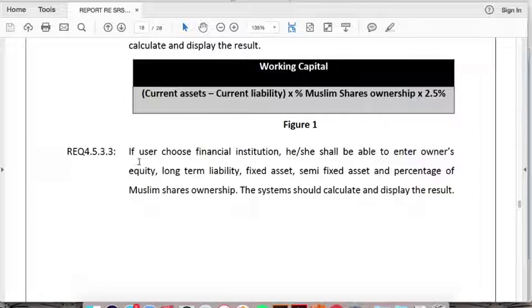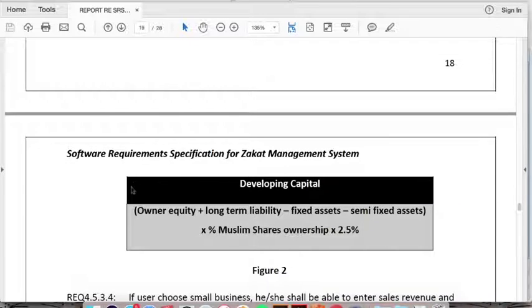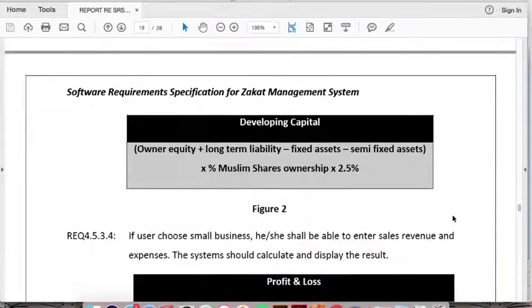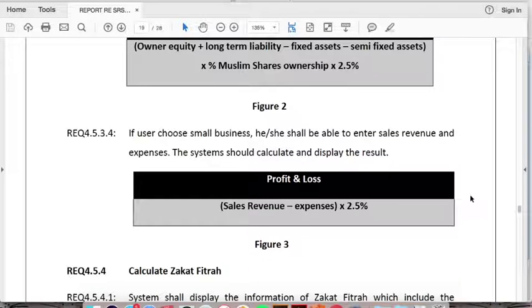In 4.5.3.3, if the user chooses financial institution, he or she shall be able to enter owner's equity, long-term liability, fixed asset, semi-fixed asset, and percentage of Muslim shares ownership. And the system will automatically calculate by using this formula right here, which is in figure 2. Lastly, for business zakat, if the user chooses small business, he or she shall be able to enter sales revenue and expenses. For this requirement, the system will automatically calculate and get an output by using this formula.